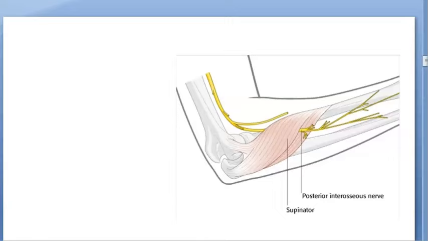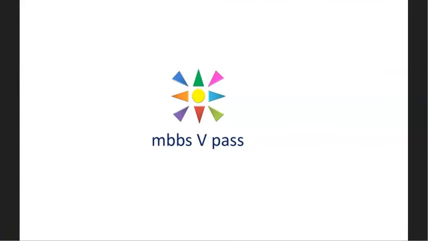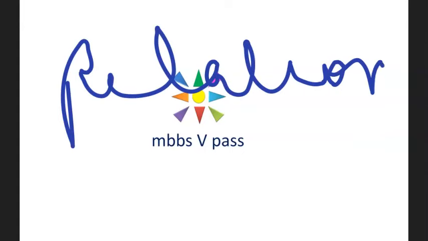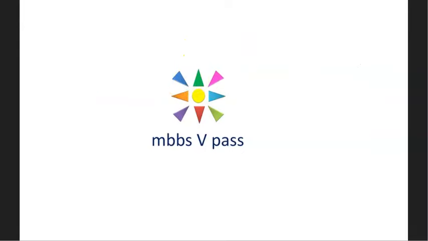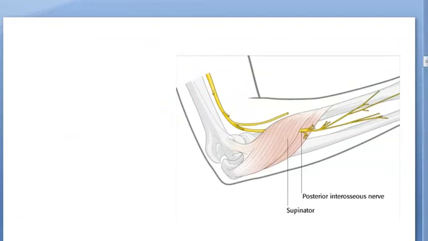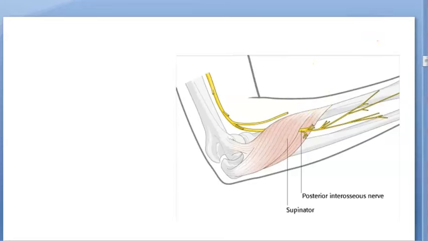Here, there is one more point you have to focus on, which is the relations. When you are talking about the course, you need to talk about the relations also. So this nerve, the posterior interosseous nerve, leaves the cubital fossa and enters the back of the forearm by passing between the two planes of fibers of the supinator. Between the two planes of fibers of the supinator it will come, and then it winds backwards around the lateral side of the radius.